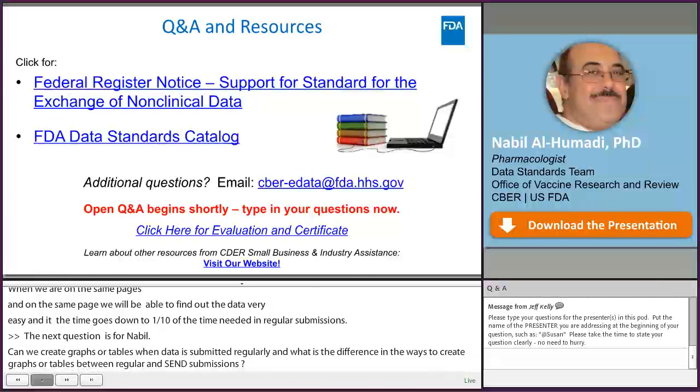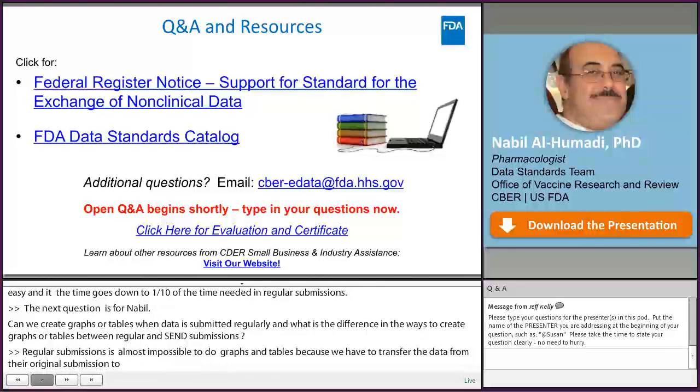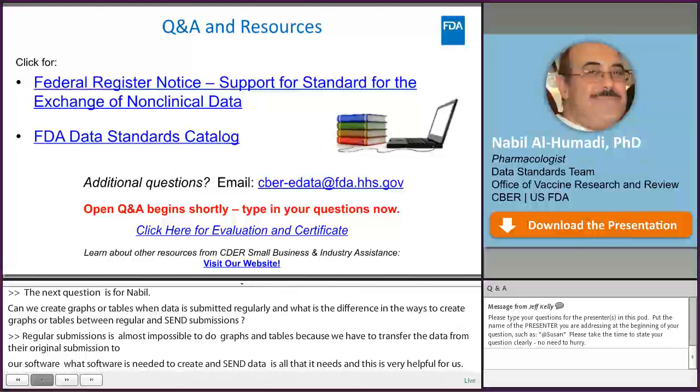With regular submissions it is almost impossible for us to do graphs and tables, because we have to transfer the data from the original submission to our software, whatever software is needed to create the graphs. With SEND data, all it needs is a few clicks. And this is very helpful for us. I can create graphs and tables with SEND submissions within 10 minutes, and I did that in some of the early submissions. And this is the huge difference between regular submission and SEND data submission.